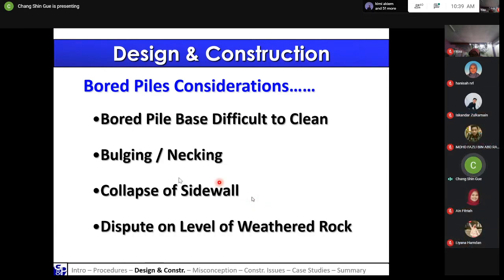The other issue is that we often see a dispute on the level of weathered rock. When you use bored piles, it's physically difficult for us to go into the holes that you drill to see where you actually hit rock. So there may be a dispute, where the contractor may say that at this level, 20 meters, you hit rock, and the engineers may say no. So that would be a dispute. Later on I'm going to show you how you can overcome this during construction and in your design.